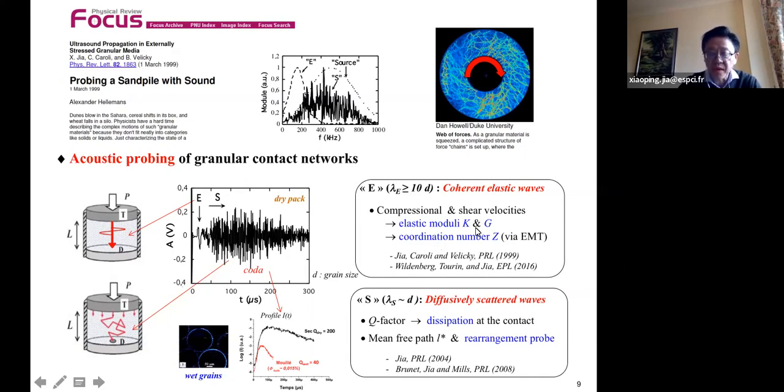the elastic modulus and also the structure, such as the coordination number, for example, via an effective medium approach or mean field approach, via the sound velocity measurements, P waves or shear waves. While the short wavelength multiple scattered waves are extremely sensitive to any change in the internal structure, including the internal dissipation at the scale of the contact. For example, I show here that the addition of 0.01% of oil in volume can increase the intrinsic absorption by a factor of 5, in other words, 500%.